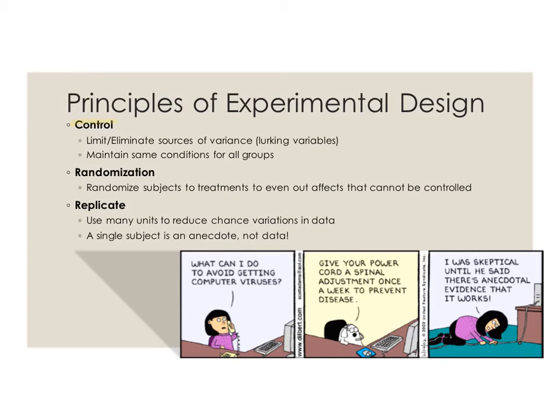The first being control, meaning I need a baseline to compare to. I need a control in the experiment. It helps us eliminate or limit sources of variance. This would be confounding variables. It helps us to maintain the same conditions for all groups. The next principle is randomization. We have to randomize subjects to treatments to even out the effects that we cannot control. And then finally, we need replication. We're going to use many subjects or units to reduce chance variations within the data. Remember, a single subject is an anecdote. It is not data.